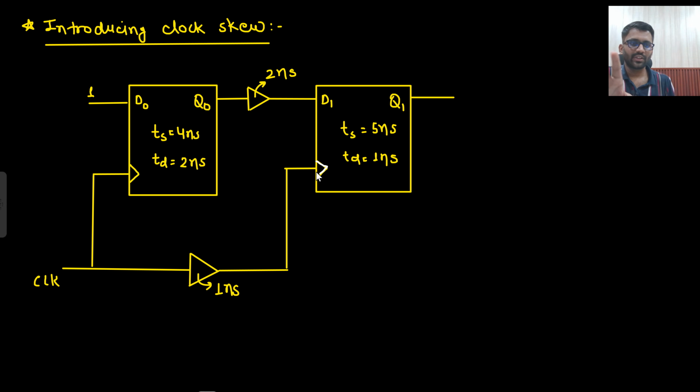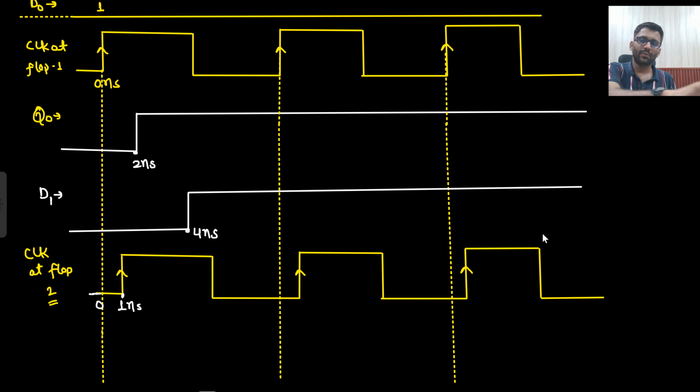For this you can watch the solution. For the next one you will try on your own. So this flop will get the clock after 1 nanosecond. Otherwise everything is the same. All the things are the same.